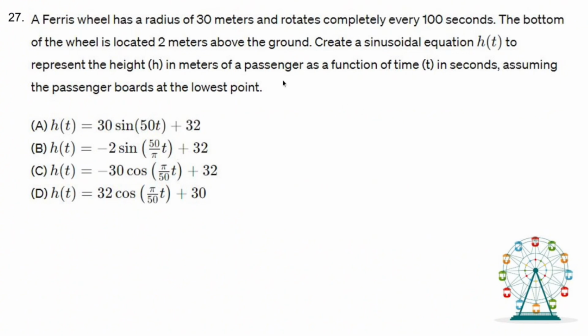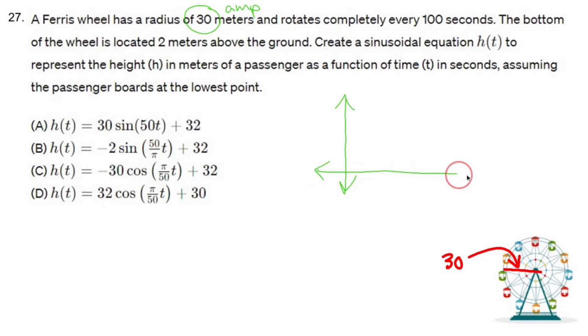All right, so what do I know? I know I have a Ferris wheel. There it is. I know that I have a radius of 30. Now, fun fact, whenever you're dealing with a sinusoidal function and the example they give you is a circle, the radius is always the amplitude. Okay, so that's number one that I know. If I were to graph this out, I know my amplitude is 30.